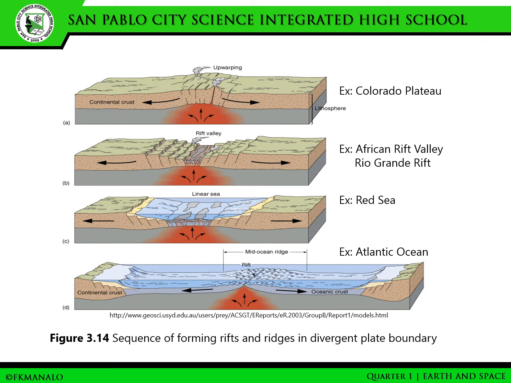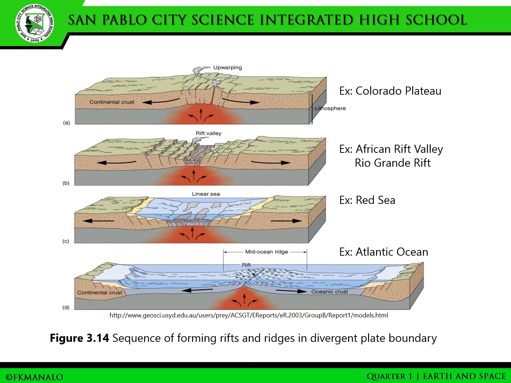Divergent plate boundary movement comes in stages. Presented in the slide is the sequence of forming rifts and ridges in a divergent plate boundary. This starts with the upwarping of two continental plates due to the continuous movement of molten materials in the Earth's asthenosphere, forming a plateau, an area of relatively level high ground.